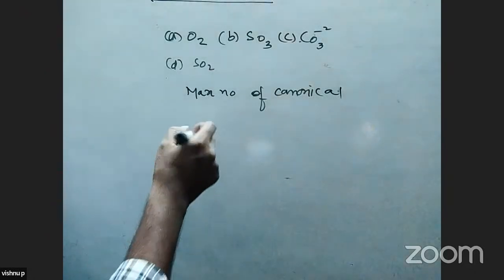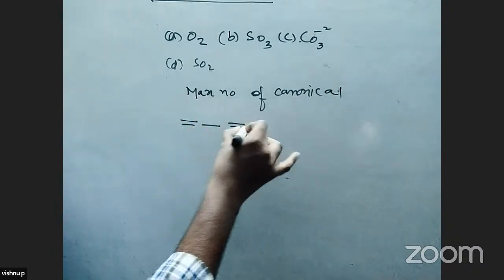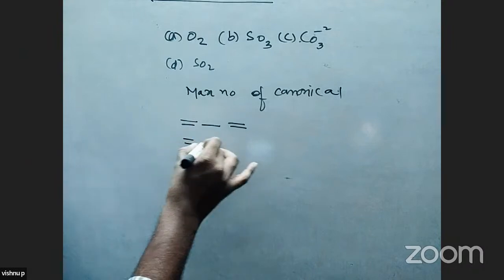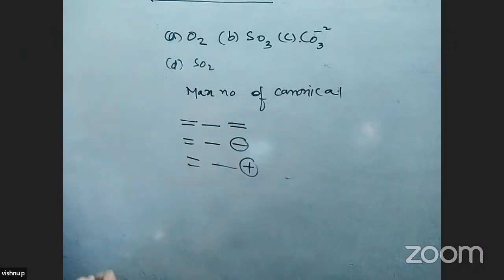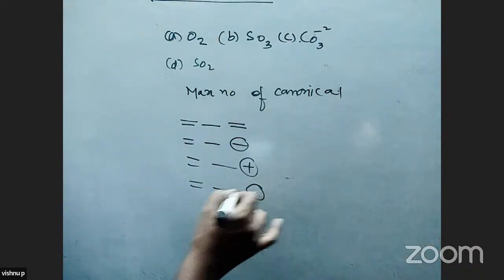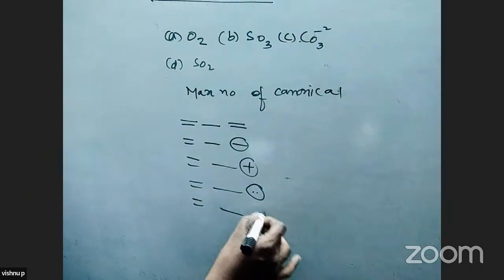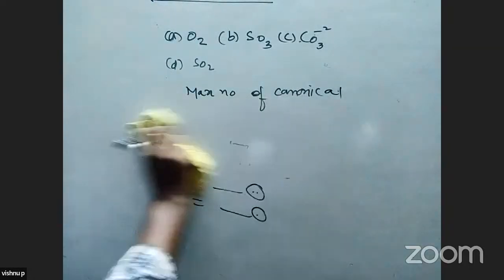Once again, for resonance, which conditions are required? A pi bond in conjugation with a pi bond. A pi bond in conjugation with a negative charge. A pi bond in conjugation with a positive charge. A pi bond with a lone pair of electrons. A pi bond with an unpaired electron. If these conditions are present, then that molecule shows resonance.